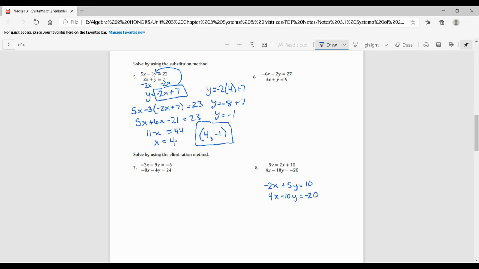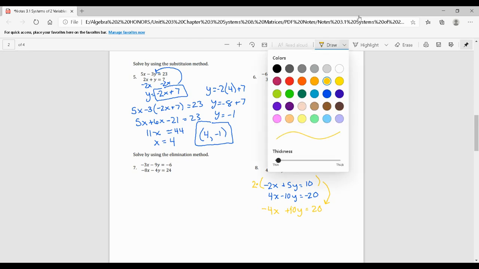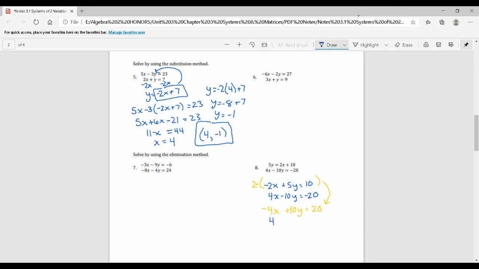From that point, what I need to do is get a variable so that it cancels. I can do that by multiplying the top equation by 2. When I multiply the top equation by 2, I now get -4x plus 10y equals 20. Okay, that's my new equation. I'll take that second equation that I had and just rewrite it. I did nothing to it. And now that I have two equations with a pair of opposites, I'm going to add them together.